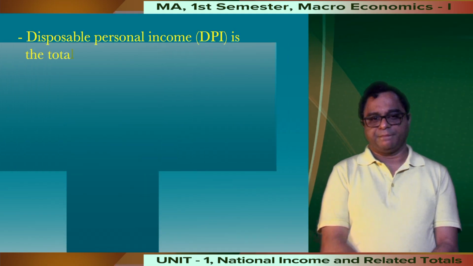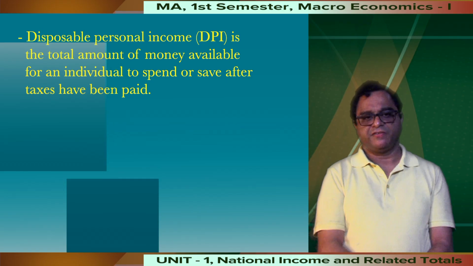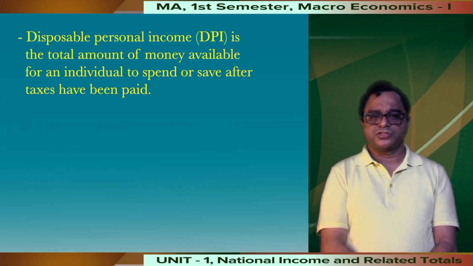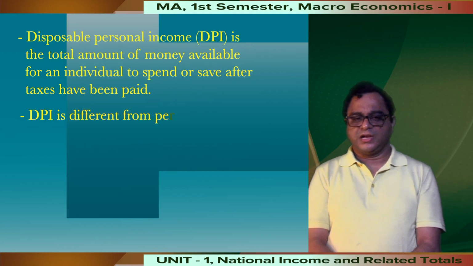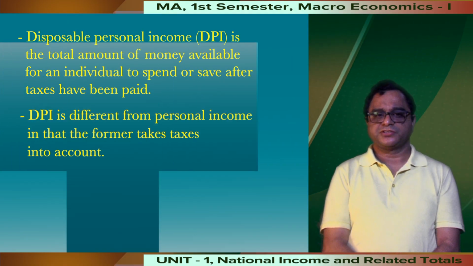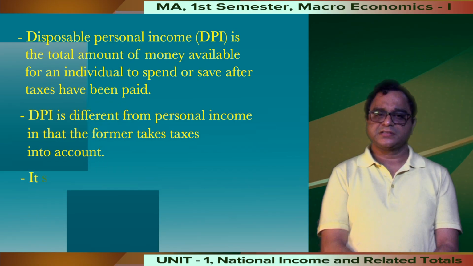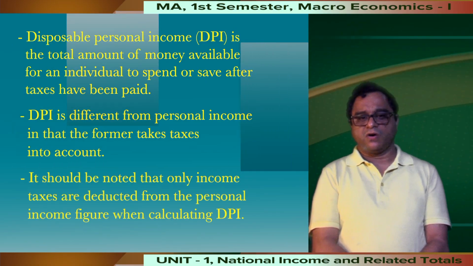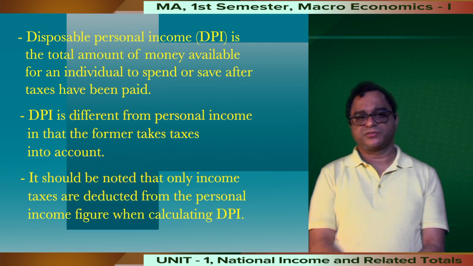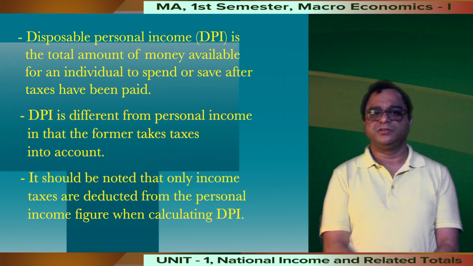Disposable personal income is the total amount of money available for an individual to spend or save after taxes have been paid. Thus, disposable personal income is different from personal income in that the former takes taxes into account. It should be noted that only income taxes are deducted from the personal income figure while calculating disposable personal income. Now, the relationship among the different related totals of national income will be discussed in the next slide.